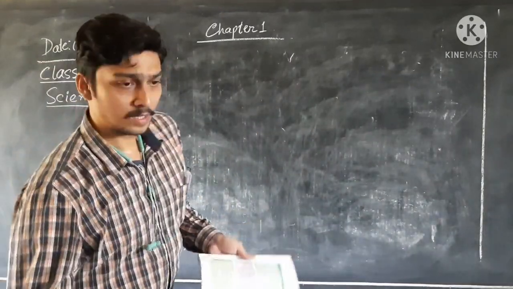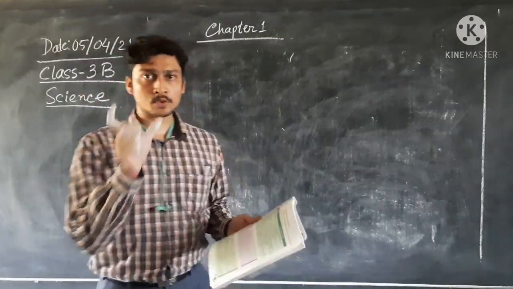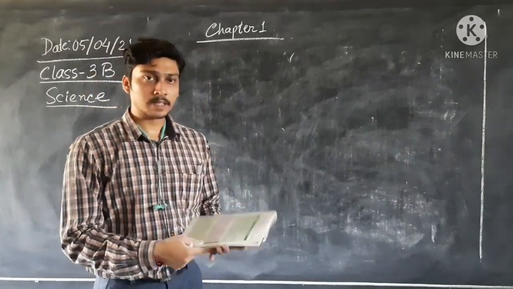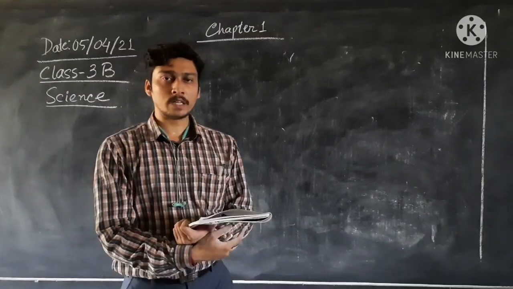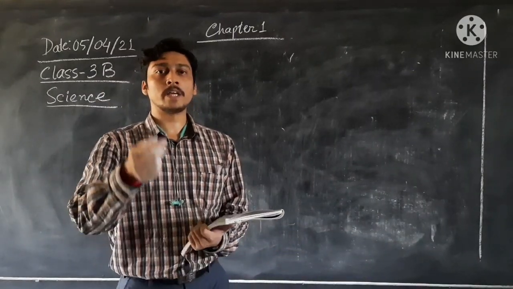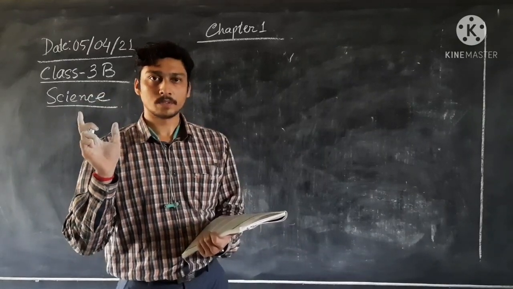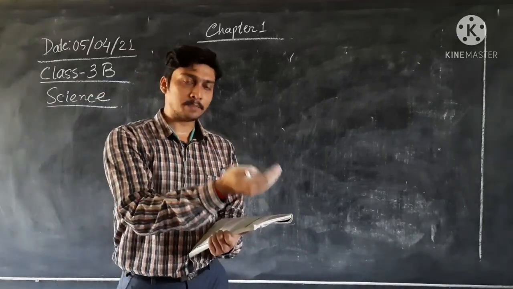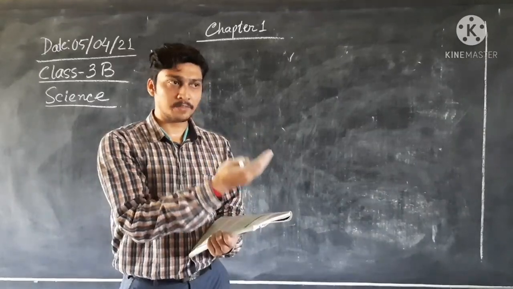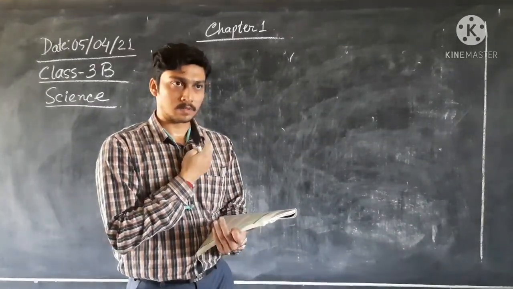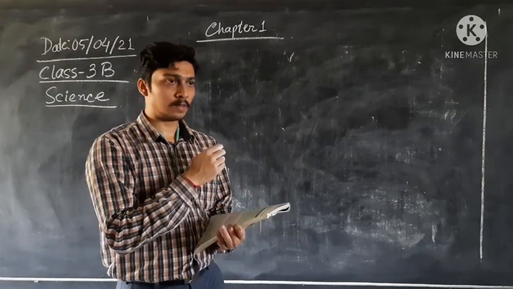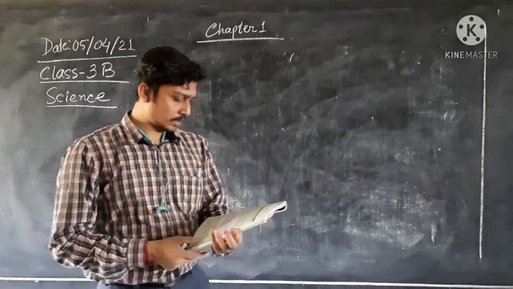Now, here are the terms to know. Some terms are given. First of all, living things. You know about living things. Living things means they do have life. They have different characteristics. They can feel, they can grow, they can reproduce, etcetera. Clear?